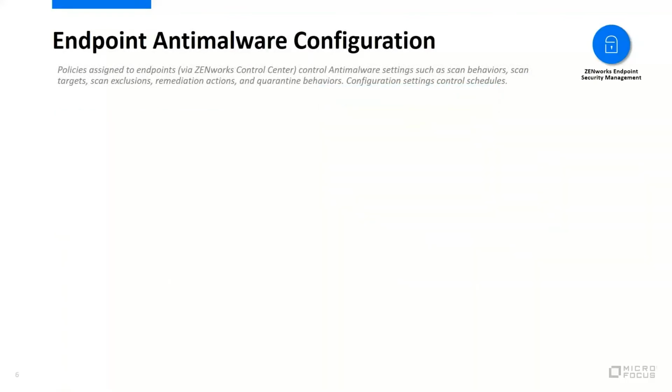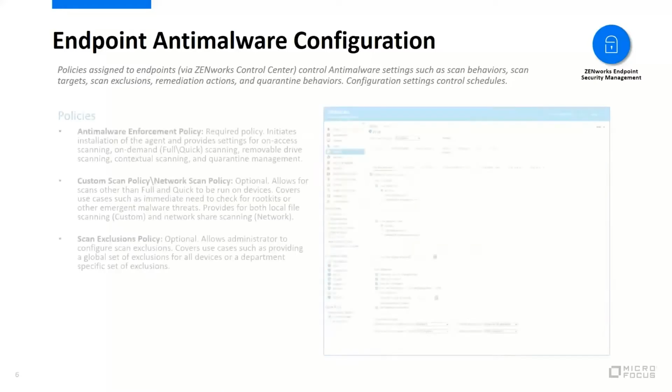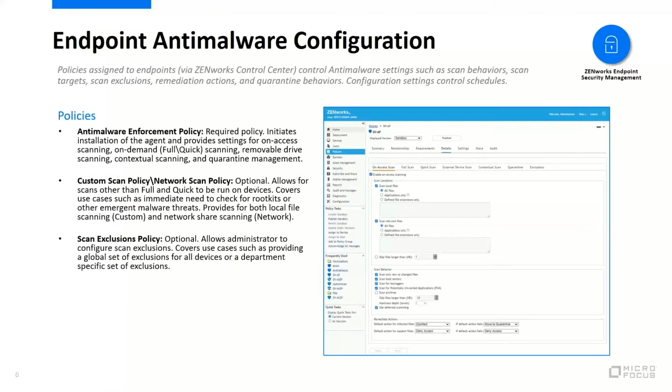All Antimalware Agent settings and behaviors are controlled by the anti-malware policies assigned to the endpoint. There are 4 anti-malware policies you can use to configure malware protection on endpoints. The anti-malware enforcement policy is the only required policy. It initiates installation of the anti-malware agent on the device and provides the configuration settings for the on-access scanning and on-demand scanning. It is pre-configured with best practice threat protection settings that you can customize as needed.